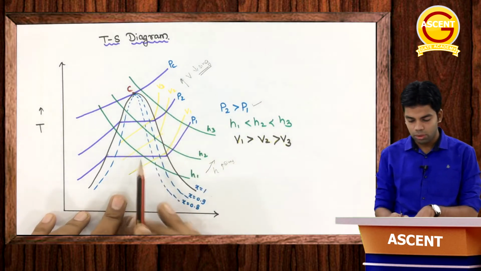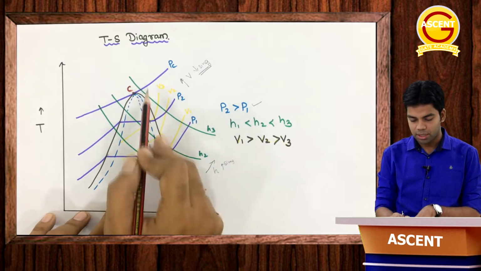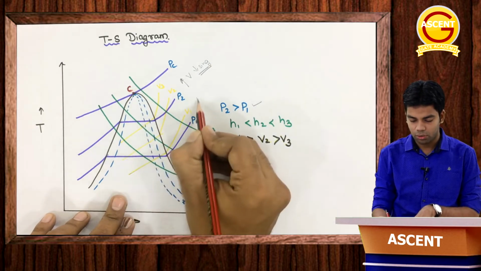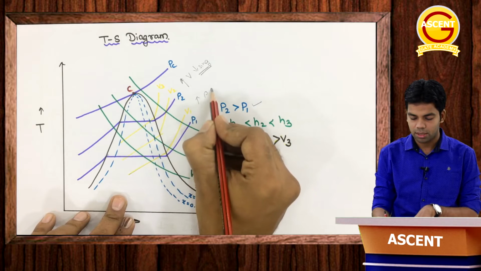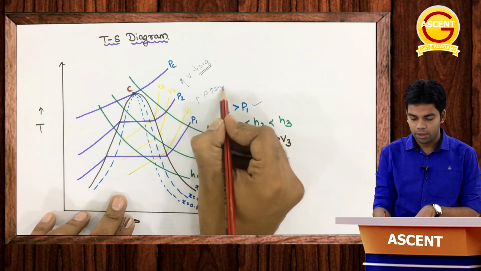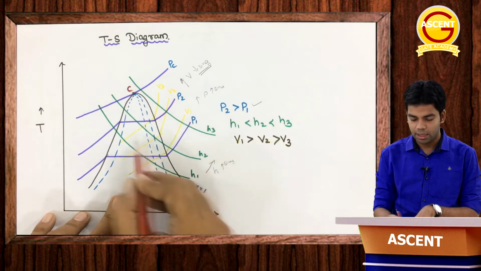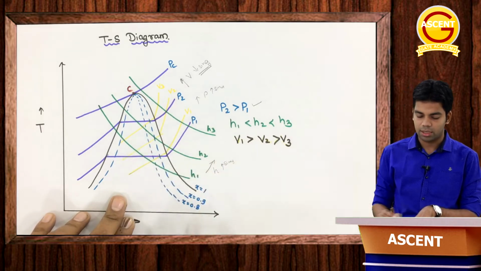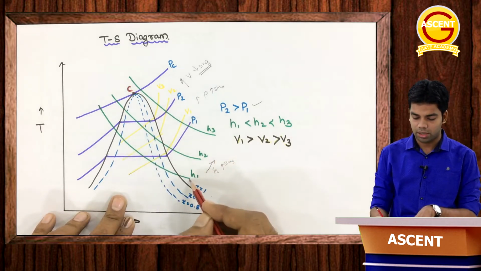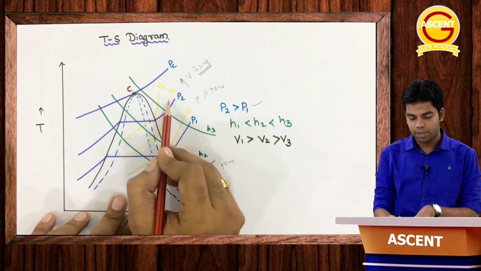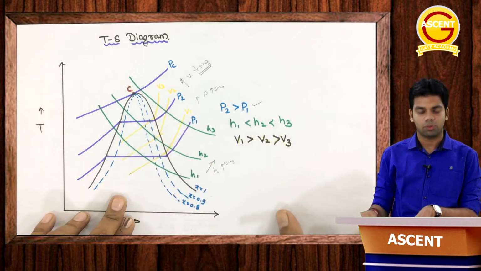Okay, again I will tell you, P2 is greater than P1, pressure is increasing in this direction, we are going upwards, the pressure is increasing. Okay, as we are going upwards, the volume is decreasing and enthalpy in this direction is increasing. H3 is greater than H2 is greater than H1, V3 is less than V2 is less than V1. Clear or not? Okay.